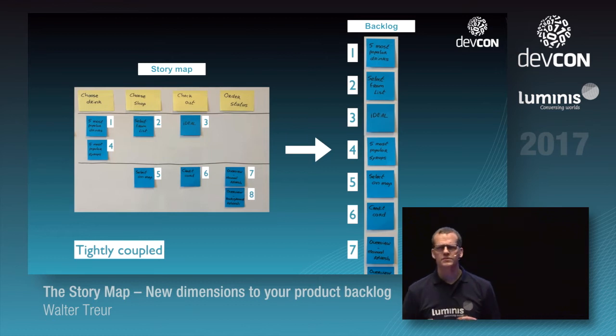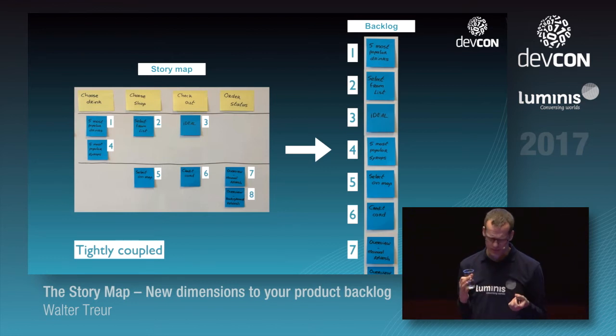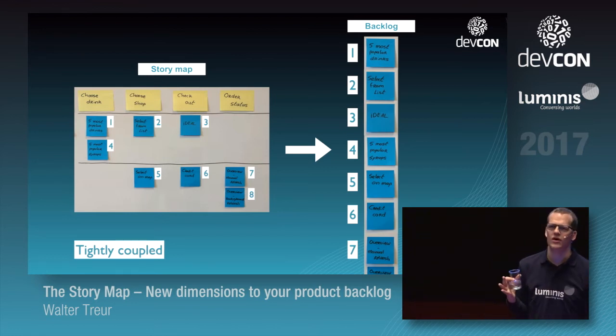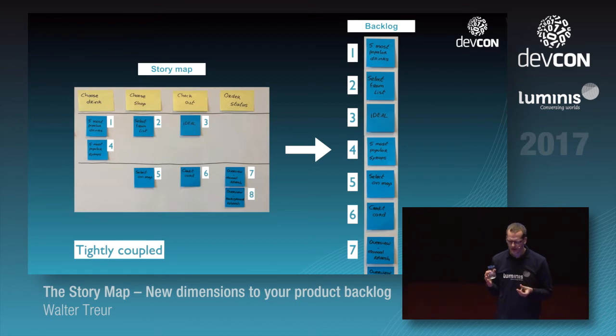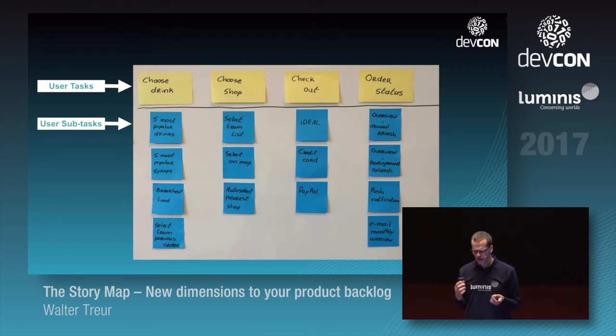But it's tightly coupled. Because we have said in this example that all the blue sticky notes are user stories and all the yellow sticky notes are epics. Or the user tasks are going to be epics and the user subtasks are going to be stories. If you're confused about naming, you're probably not paying attention, because I am.